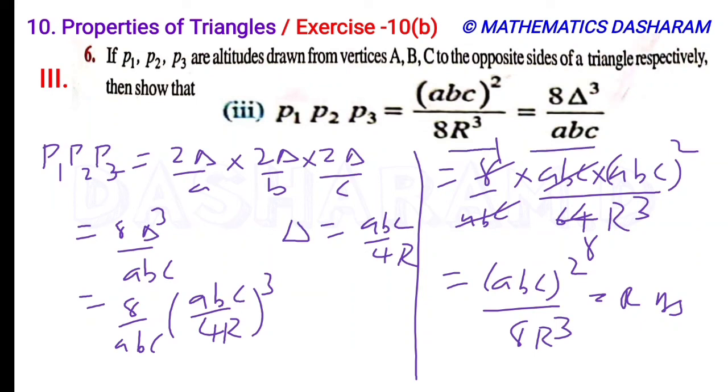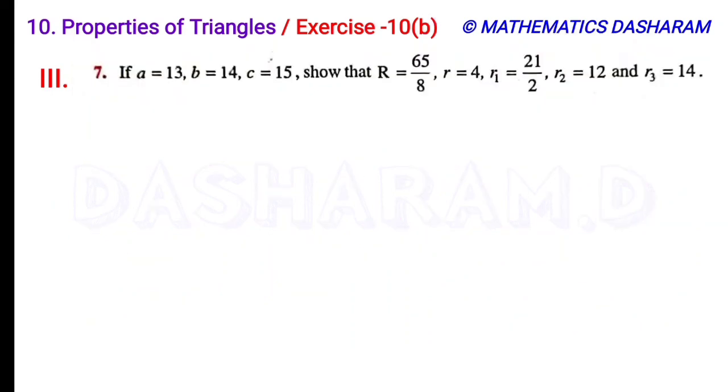Seventh question: if a equals 13, b equals 14, c equals 15, show that capital R equals 65 by 8, small r equals 4, R1 equals 21 by 2, R2 equals 12 and R3 equals 14. Capital R means circumradius, small r means inradius, and R1, R2, R3 are exradii.